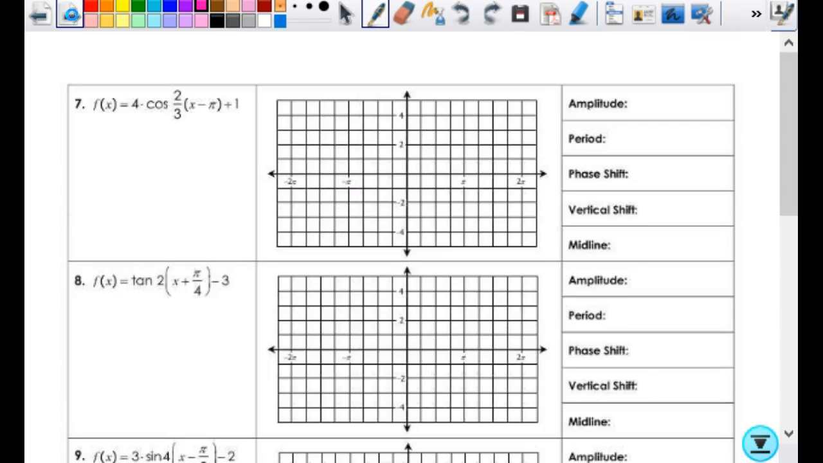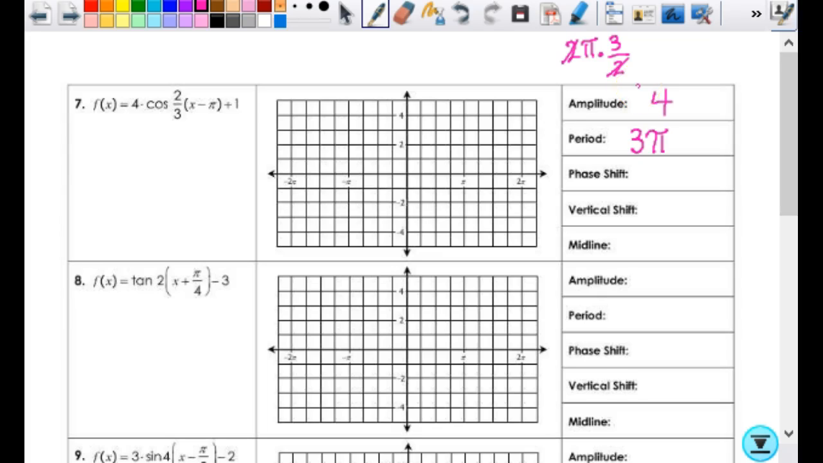All right. So, number 7, what is the amplitude? 4. Yes? Okay. What is the period? Okay, I'm going to take 2 pi and divide it by that, right? Doesn't that mean that I take 2 pi and I actually multiply by 3 over 2? So those cancel out and I get 3 pi. If you need to write this down so you don't mess it up, write it down. That's fine. You don't have to do it in your head.